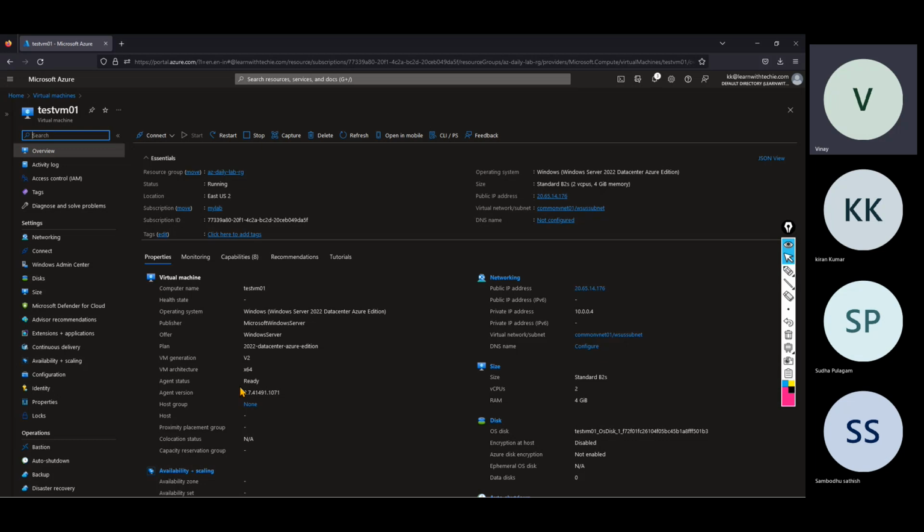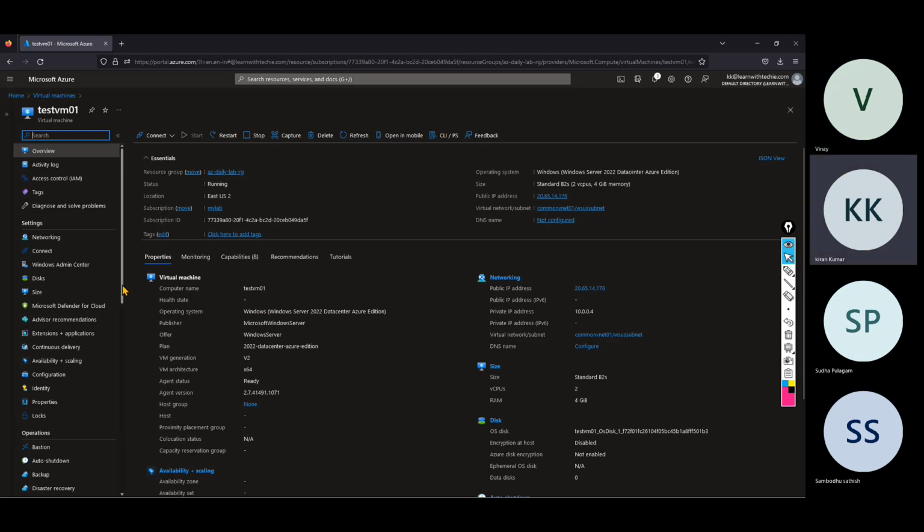Again, what will you have applied in that NSG rule? Can you show that once? Okay.